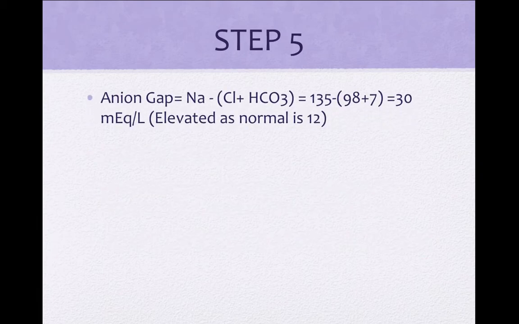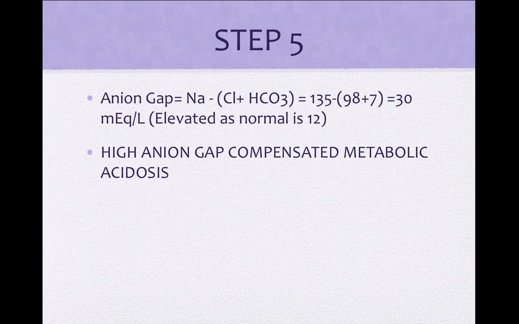Step 5 was only to be followed in cases of metabolic acidosis, and as that is the case, we're going to calculate the anion gap, the formula for which is sodium minus chloride plus bicarbonate. We're going to add all the values and we get 30 as the answer. Now we know that the normal anion gap is 12 and ours is 30, so this is increased. Hence, this is high anion gap compensated metabolic acidosis.